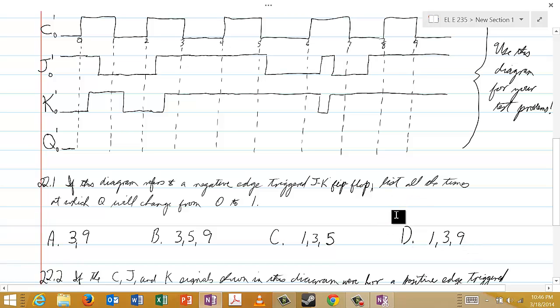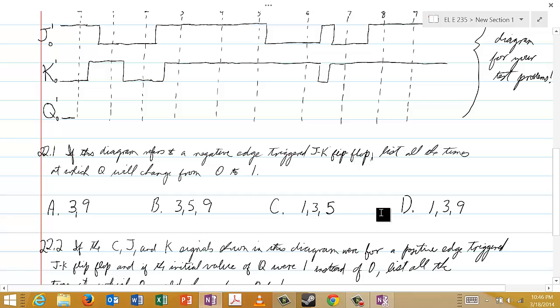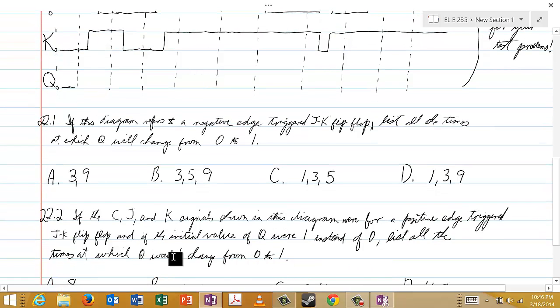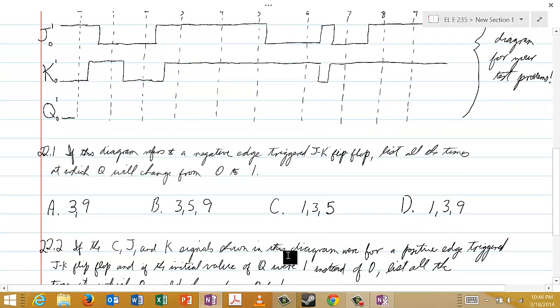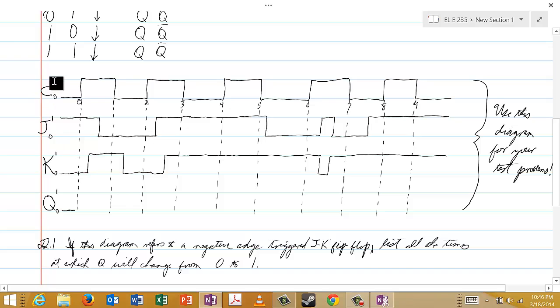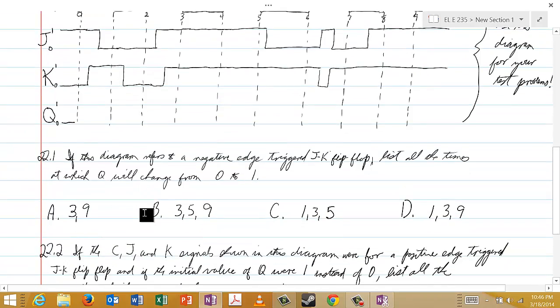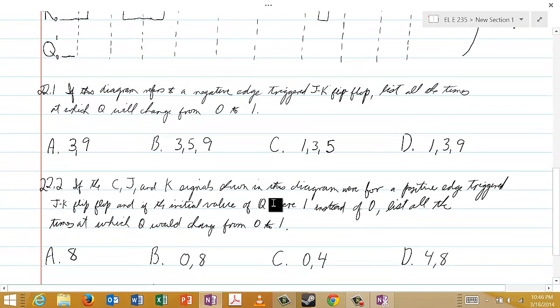And now 22.3, I just want to make sure you understand this, is once again the same diagram. It says, if the C, J, and K signals shown in the diagram were for a positive edge-triggered JK flip-flop, and if the initial value of Q were 1 instead of 0, list all the times at which Q would change from 0 to 1. So what is this saying? Well, it's saying use the same top 3 lines. The C, J, and K signals are the same, but now it's saying suppose that the initial value of Q were 1 instead of 0.